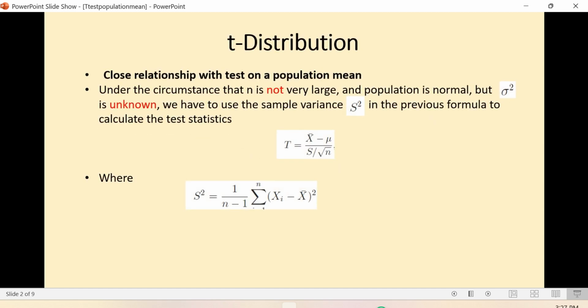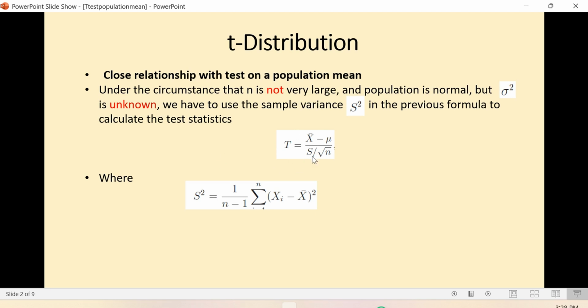So we know that if we have a population that is normally distributed, or at least approximately normally distributed, and we want to test the population mean, and if we know the variance and the sample size is relatively larger than 30, then we can use the normal test, also called a z-test. But when the population variance is not known and we have a relatively small sample size, then we have to use the t-test, which is related to the t-distribution.